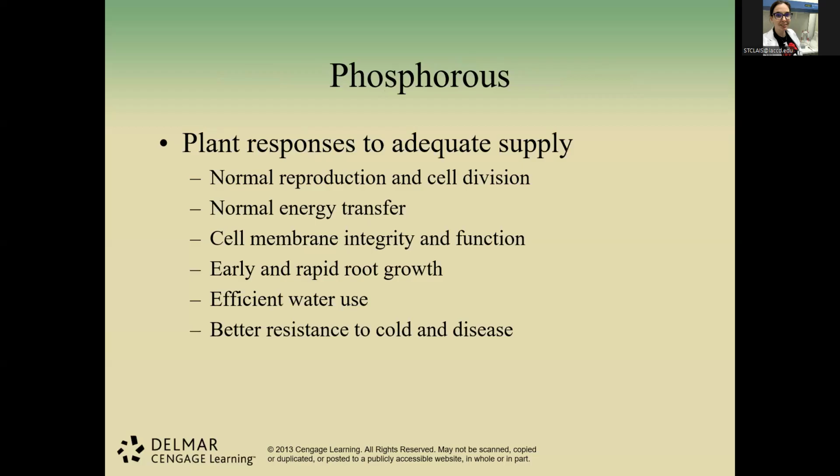Phosphorus, the responses that we're going to see to an adequate supply are normal reproduction and cell division, and normal energy transfer. We'll see good cell membrane integrity and function. Phosphorus is part of the phospholipid bilayer that we have in the cell membrane. Phosphorus promotes early and rapid root growth, efficient water use, and better resistance to cold and disease.